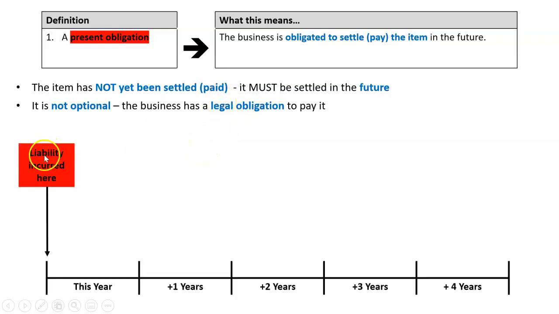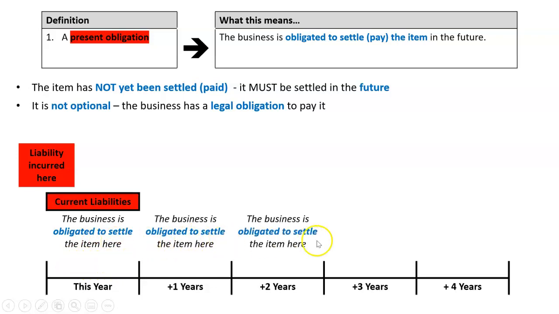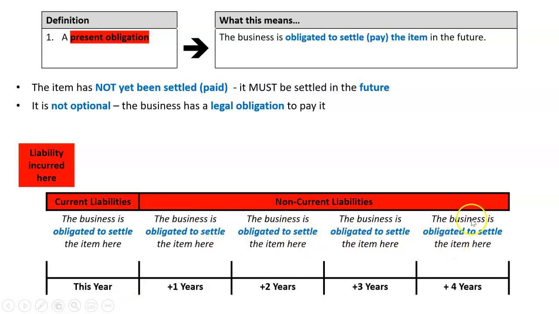So let's say we've got a liability incurred here today. Now, if the obligation is due to be settled within the next 12 months, that is what's called a current liability. Anything that's obligated to be settled after that, so 1 year, 2 year, 3 year, 20 years, whatever, we're going to call that a non-current liability.